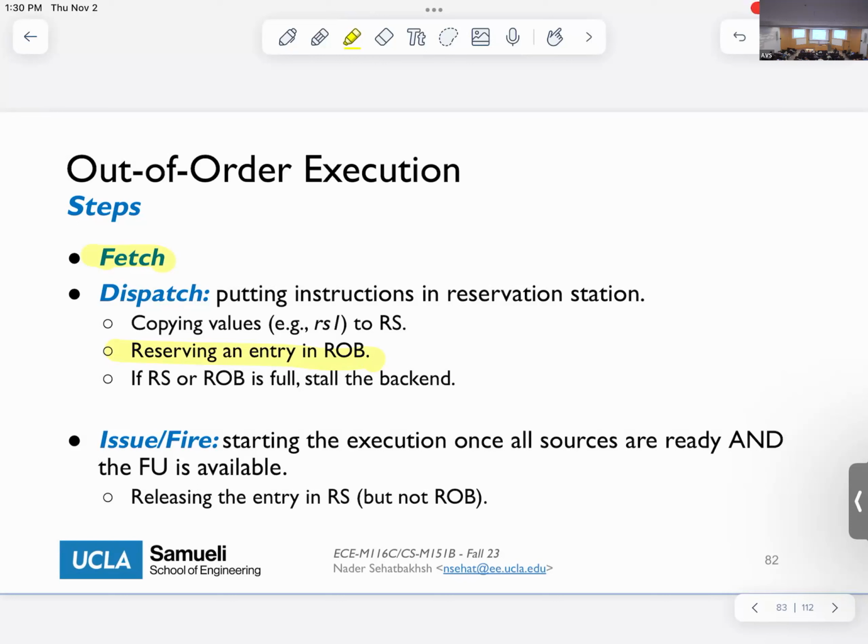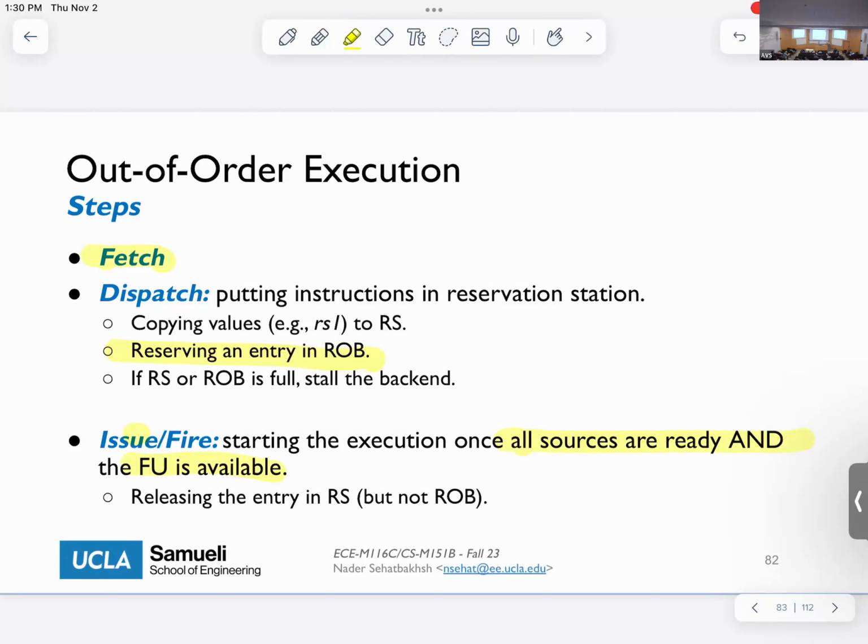Then we have what we call issue, or some people call it fire, which means that we look into the reservation station and put things into my execution or functional units, and then we release whatever we put into the functional units. We no longer need to save them in the reservation station, so we get rid of them there. The reason we execute something is that all the sources should be ready, and there should be an available FU. So if there is an FU and all the sources are ready, then we're going to execute this instruction.